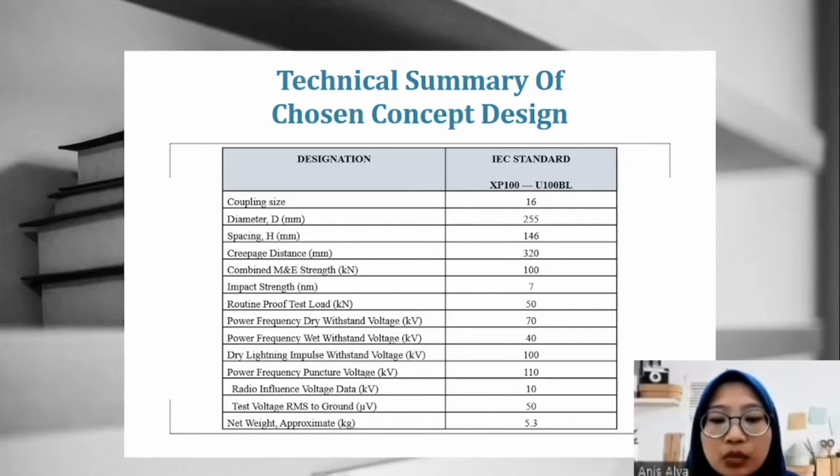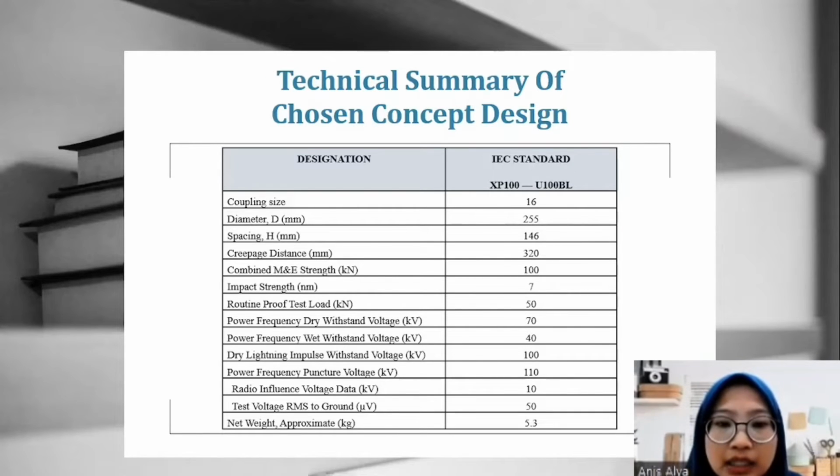XP100U100BL. In this table, we added the value of combined mechanical and electrical strength 100 kilonewton, 7 newton meter for impact strength, and 50 kilonewton for routine proof test load. Moreover, we added power frequency dry and wet withstand 70 kilovolt and 40 kilovolt respectively. Dry lightning impulse withstand voltage 100 kilovolt, power frequency puncture voltage about 110 kilovolt, 10 kilovolt for radio influence voltage data, 50 microvolt for test voltage RMS to ground, and 5.3 kilogram approximate net weight.